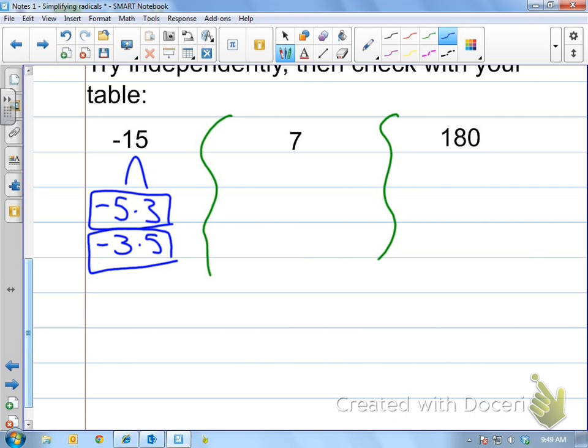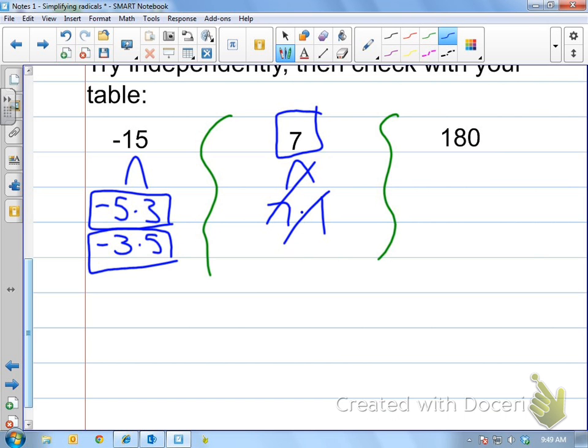What about 7? Colton, tell me what your table did for 7. Nothing. 7's prime already. That one we get to just say, hey, 7's prime. I did see some people write 7 times 1. What's wrong with that? 1 is not prime. I know it seems like it's prime, but it's not.